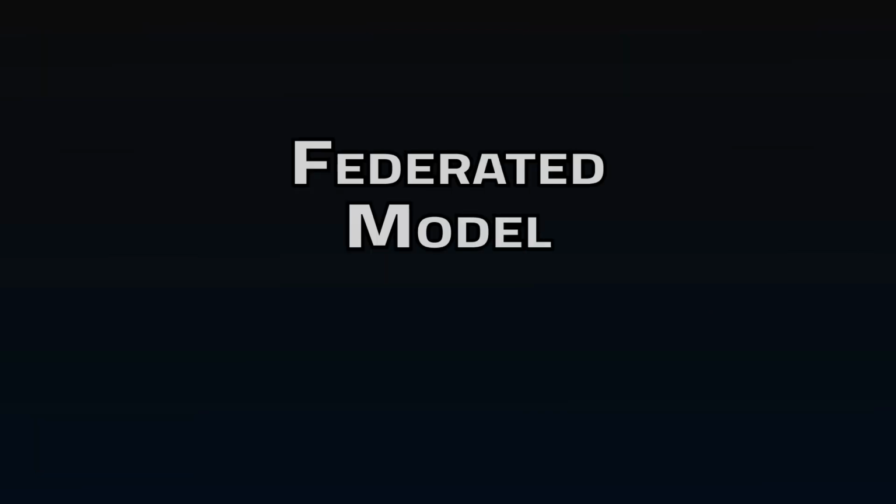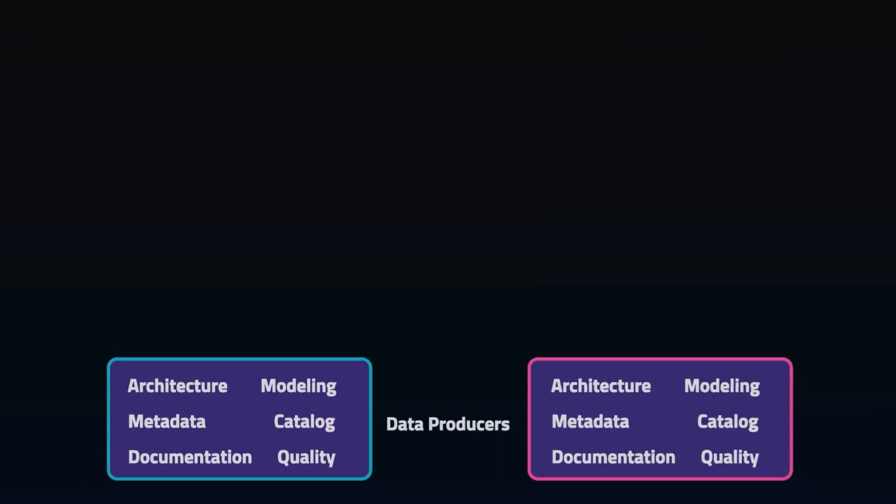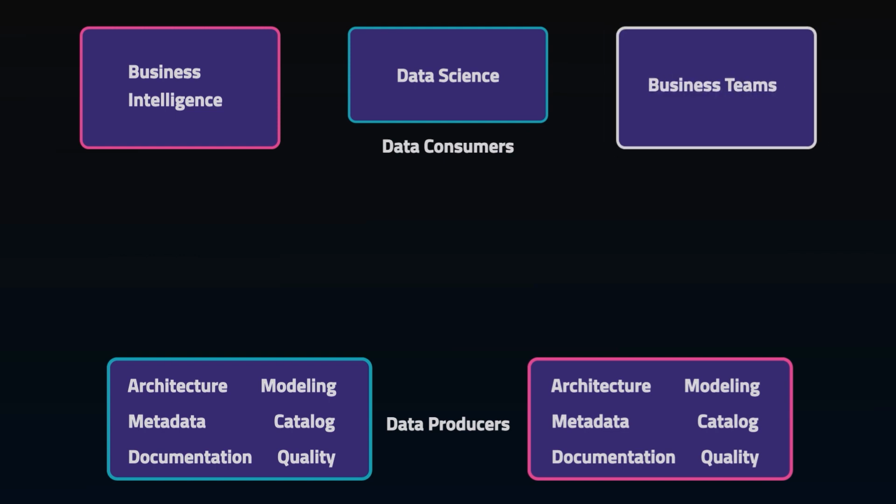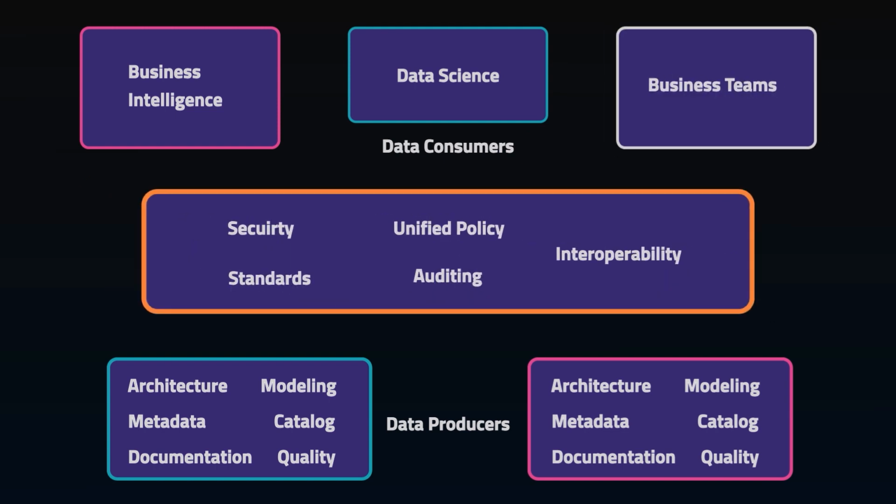The federated or hybrid model tries to capture the best of both. We're going to have data producers who are going to be responsible for the architecture, modeling, documentation, and so on for each data set they produce. This could be an external application, CRM, HR platform, or anything that generates new data within a company. There are also data consumers who take that data and produce something new from it, such as business intelligence, data science, or other business teams that need data from another domain. In between them sits the governance. Data stewards who all agree to the overall security, standards, policy, and auditing that must be adhered to by all other providers and consumers. And most important is interoperability, which would be specific standards to ensure data can flow between providers and consumers without issue.